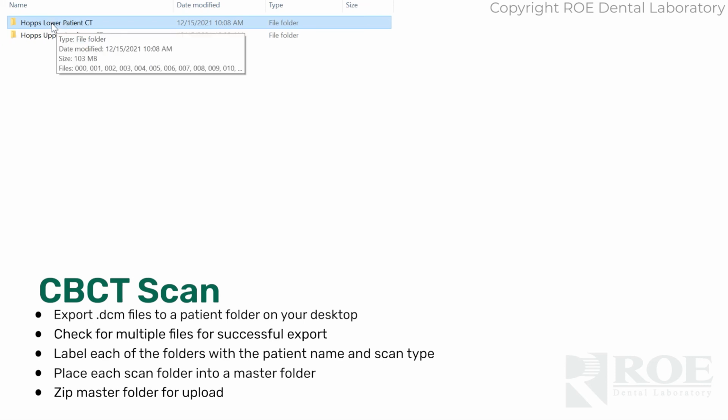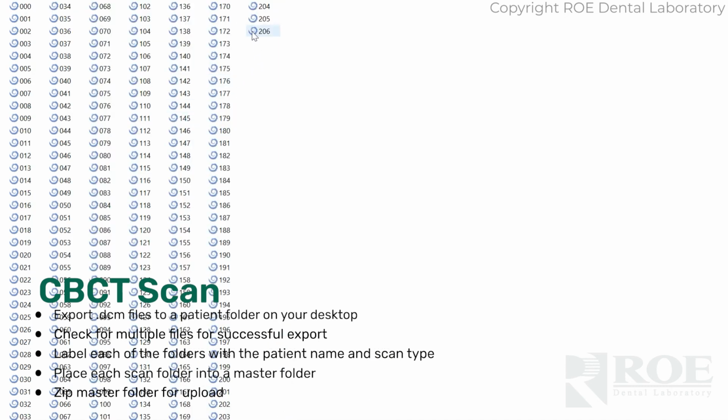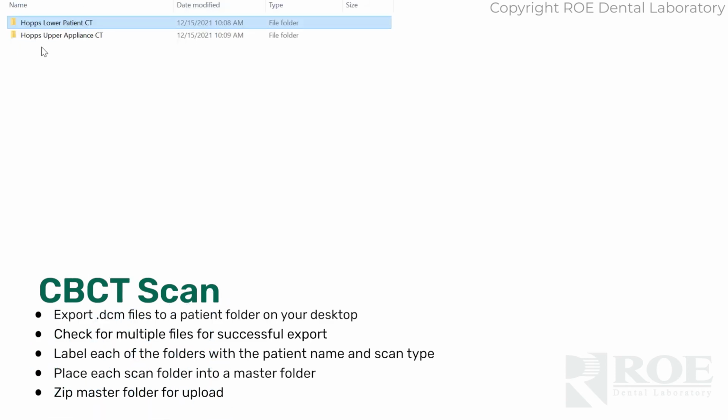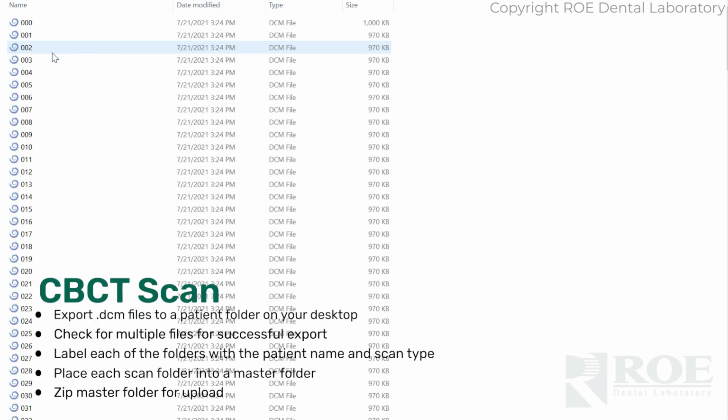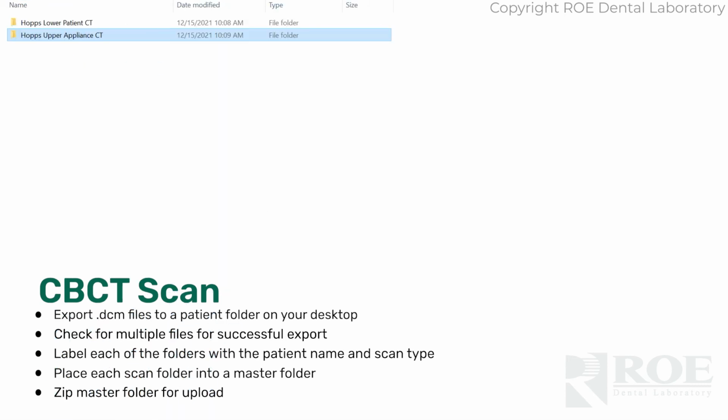But the first thing you'll do is go inside the file and check. Go inside the folder. Let me change the view to a list view. There were 206 scans in this case, so that scan looks good. And then the appliance by itself, there were 211, but they're multi-file, right? Not a single file. These are multi-file single scans, and that's very important. It has to be multi-file.